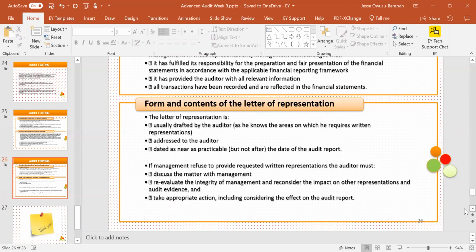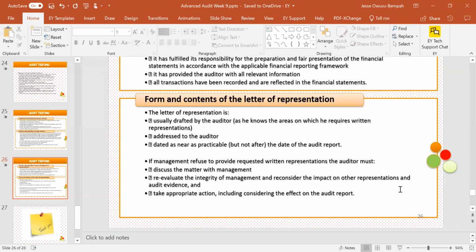If management refuses to provide written representation, it's a huge issue, and the matter must be discussed with management. You must discuss, why don't you want to give us written representation? And that will have an impact on the integrity of management as well. Is there something you are hiding?